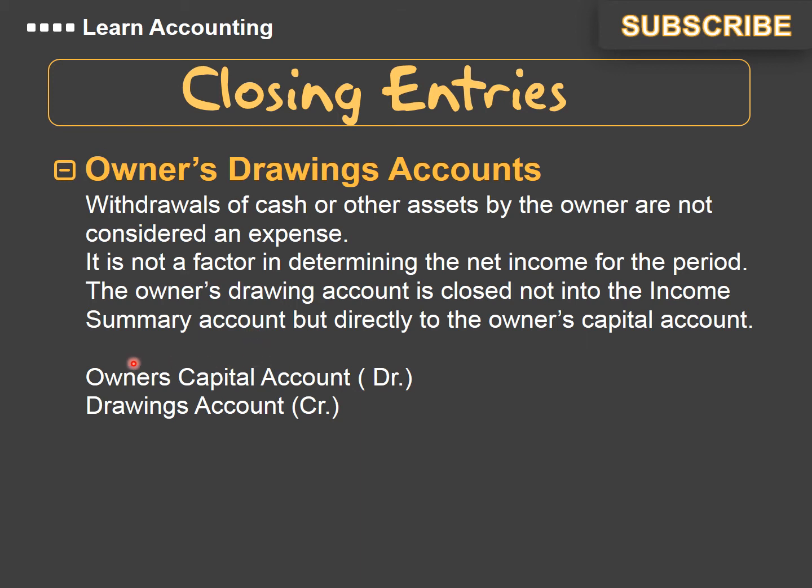So the owner's capital account will be debit and drawings account will be credit, because drawings always have a debit balance. So when we are going to close the drawings account, it will be credit and the owner's capital account will be debit.